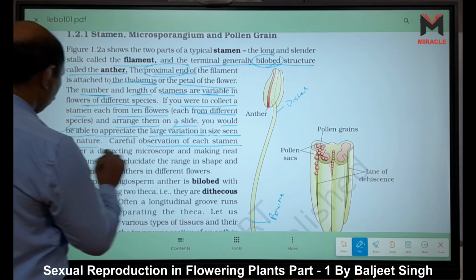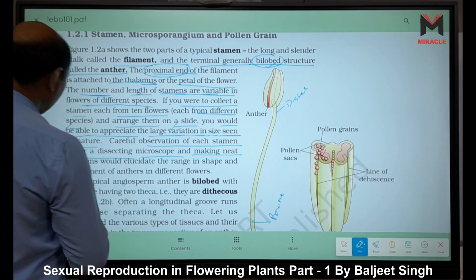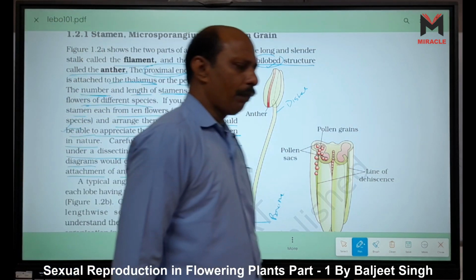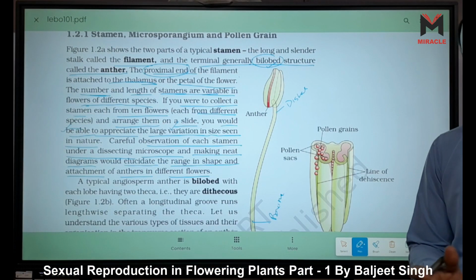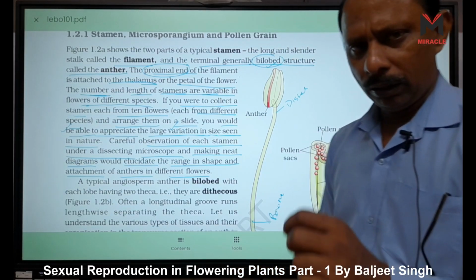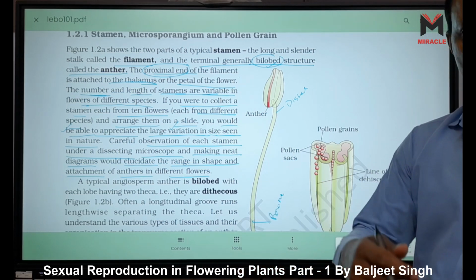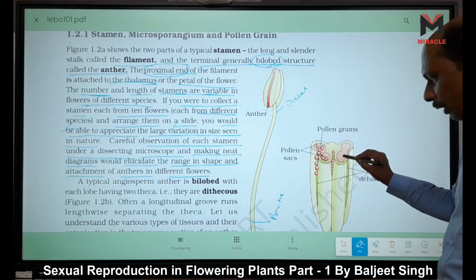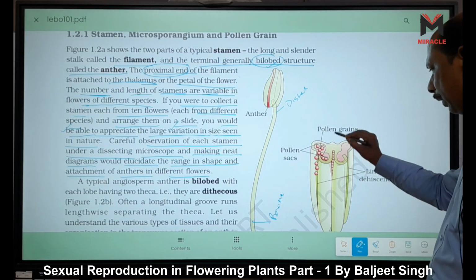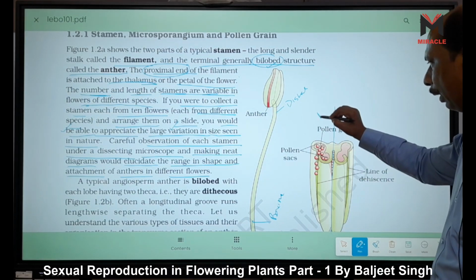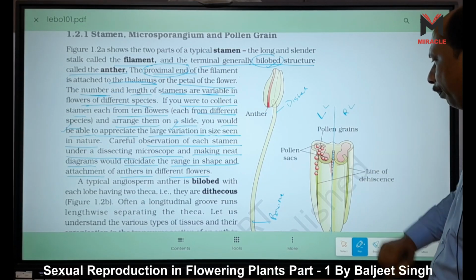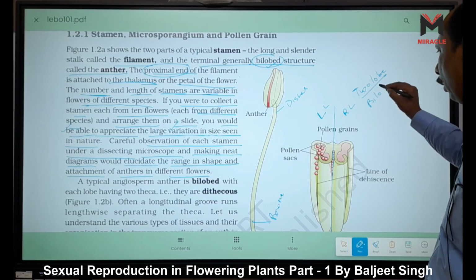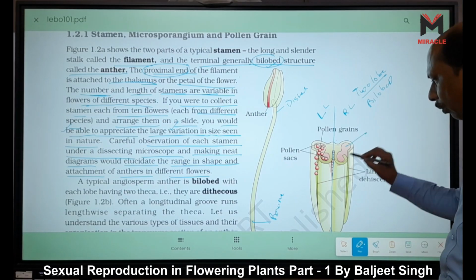Careful observation of each stamen under a dissecting microscope, and making a neat diagram, would elucidate the range in the shape and the attachment of anthers in different flowers. When we cut a transverse section of an anther and place it on a microscope slide, we can see the different layers of an anther, right? In this figure, you can see this one is the anther. This side is the left lobe, and this is the right lobe. So two lobes are there, so it is called bilobed.